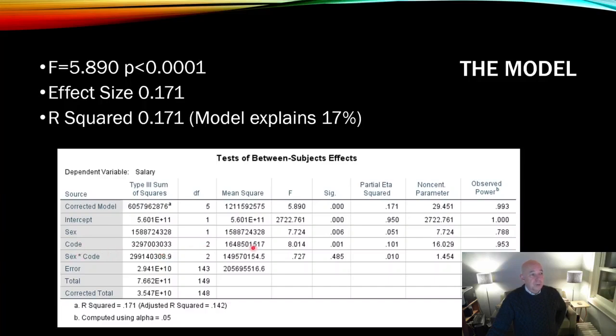For your second main effect, which is department, F is 8.011, P is 0.001. Your observed power is 0.95. That would be okay. For your interaction effect, you don't have significant results, and so you have no interaction between these two factors in how they're affecting each other.